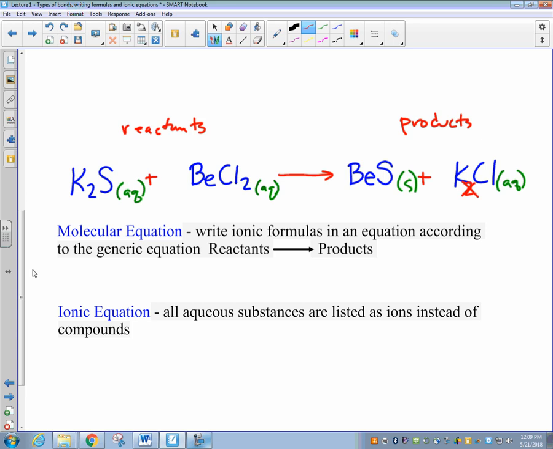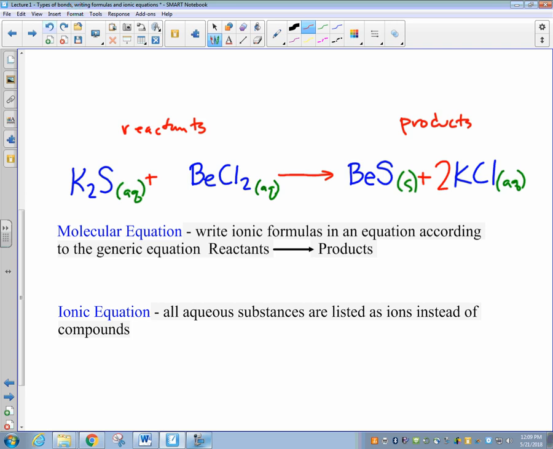So instead of changing the subscript, what we're going to do is change the ratio of how many of these molecules are combining together. That is to say, we're going to adjust the coefficient. So if I put a 2 out in front, implying that I'm making 2 molecules of KCl as a product, that gives me 2 potassium now on both the products and the reactant side.